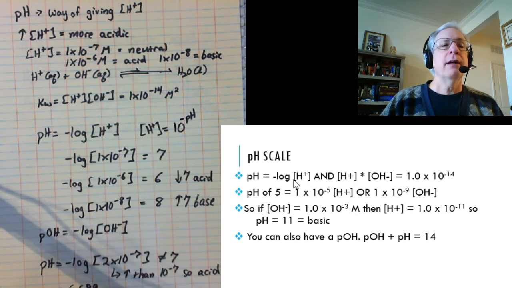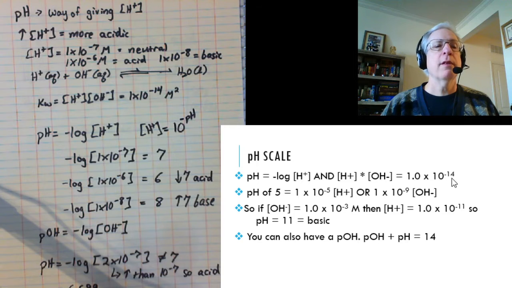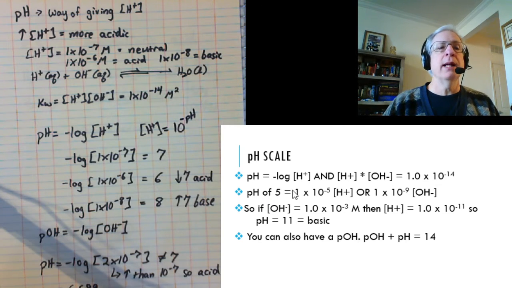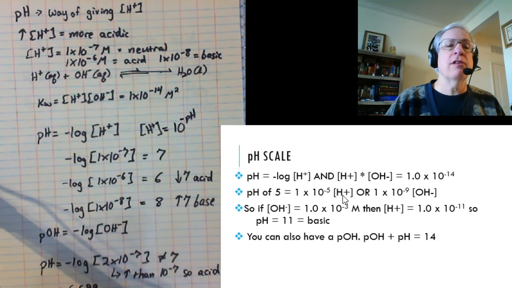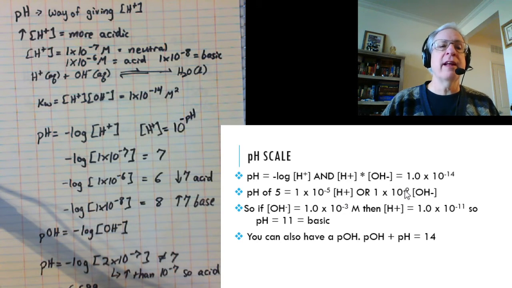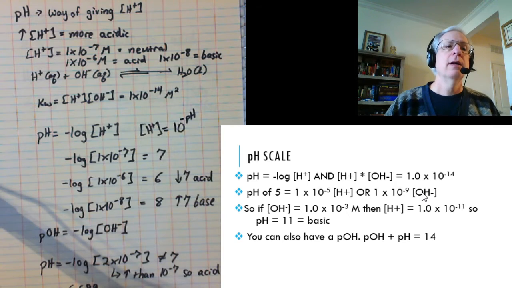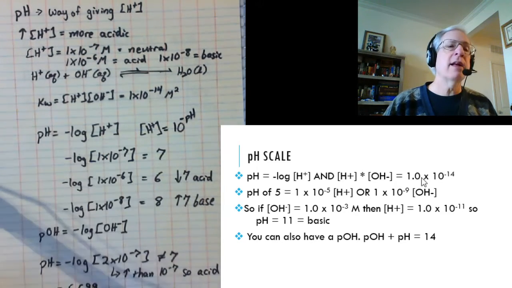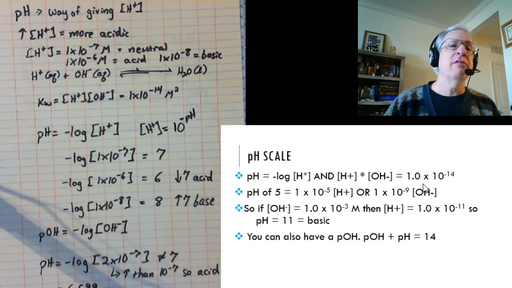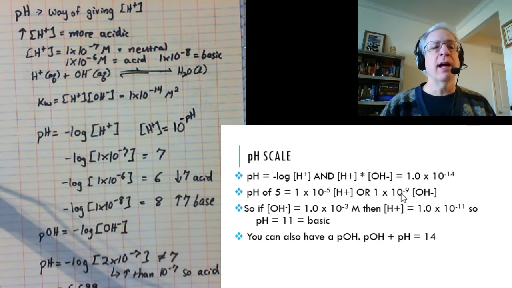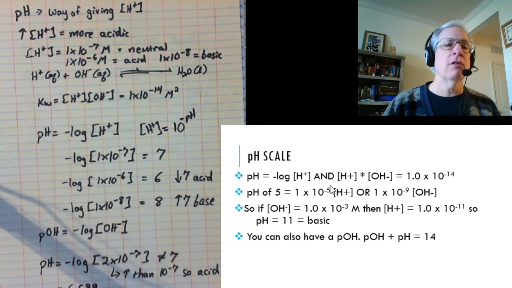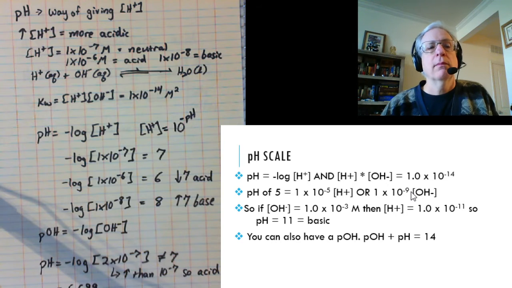So pH is equal to negative log of H positive. H positive times OH negative is 1 times 10 to the negative 14th. A pH of 5 would mean 1 times 10 to the negative 5th hydrogen ion concentration, which is the same thing as saying 1 times 10 to the negative 9th hydroxide. Because I could take 1 times 10 to the negative 14th and divide it by 1 times 10 to the negative 5th, and I would get 1 times 10 to the negative 9th. When you divide exponents, you subtract, so negative 14 minus a negative 5 is negative 9.